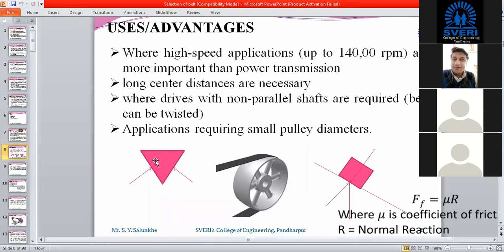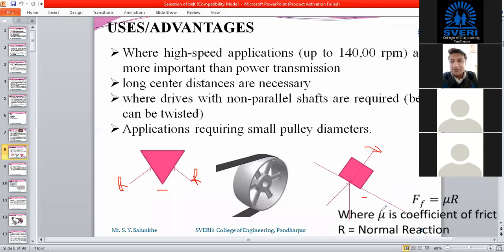Basically, when we consider V belt and flat belt, the normal reaction provided in case of V belt is more. This is the normal reaction provided by the pulley on the belt, and this is for the flat belt. Okay, so there are more chances of slip in case of flat belt, and that is avoided in case of the V belt. So that we can consider as one of the major advantages of V belt and a disadvantage of flat belt.